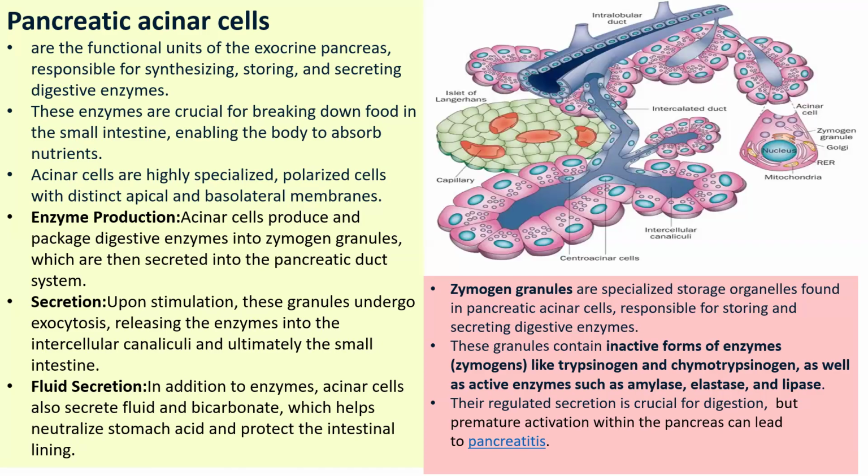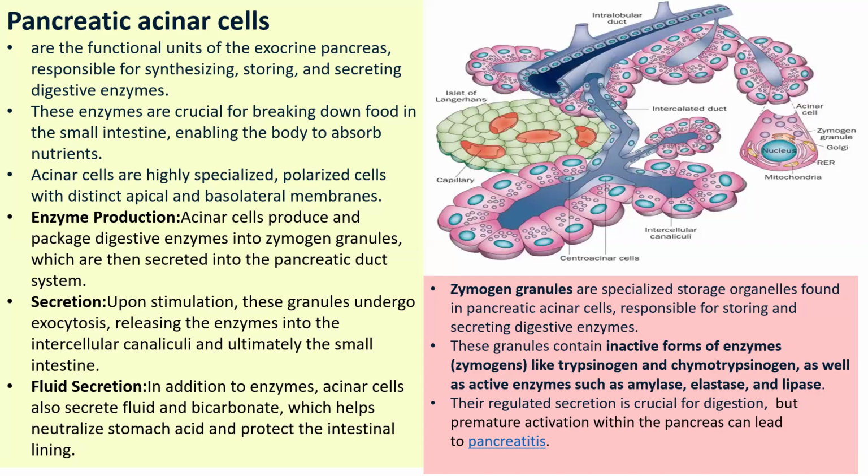So zymogen granules, look at the image. It is a specialized storage found in the pancreatic acinar cell, responsible for storing and secreting all the pancreatic digestive enzymes. Some of these enzymes are in inactive forms: trypsinogen and chymotrypsinogen. Active enzymes are amylase, pancreatic elastase, and lipase.